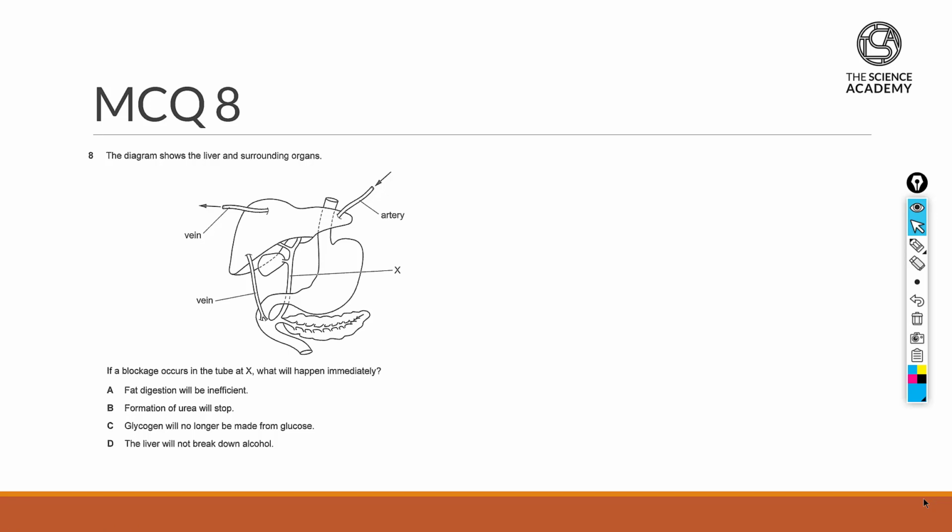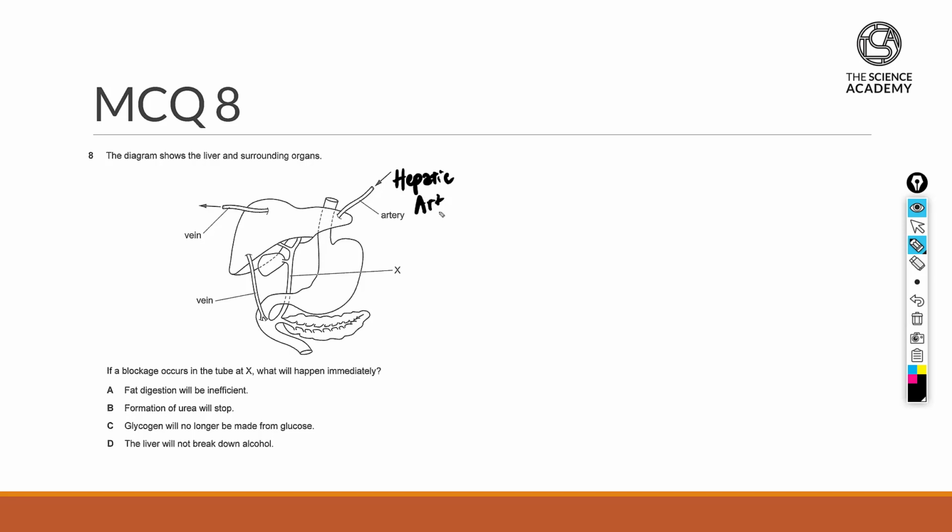In MCQ 8, we're dealing with the organ, liver. This is a very iconic question together with enzyme in O Level. I will always start out this question by labeling out the different kinds of vessels. The artery that's feeding into the liver itself will actually be the hepatic artery.